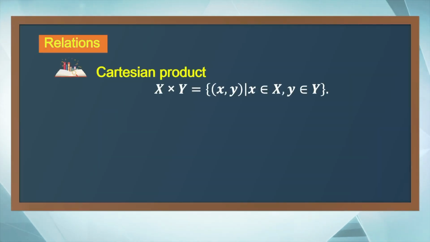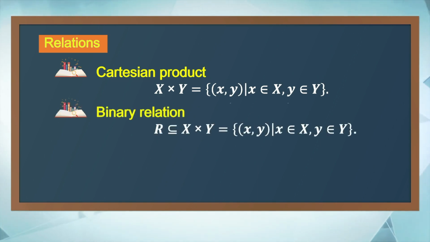Let X and Y be two non-empty sets. The Cartesian product of X and Y, denoted by this notation, is the set of all ordered pairs (x, y), where the first element of each ordered pair comes from set X, and the second element comes from set Y. A subset R of the Cartesian product of X and Y is called a binary relation from set X to set Y. A relation R from X to Y is a set of ordered pairs, or a collection of ordered pairs, where the first element belongs to set X and the second element belongs to set Y.